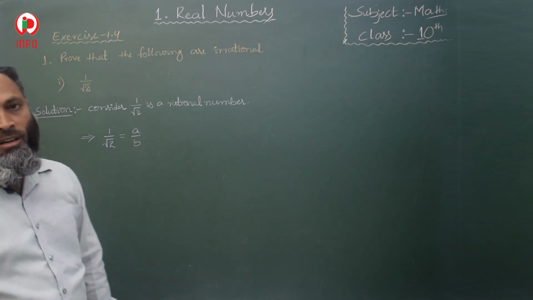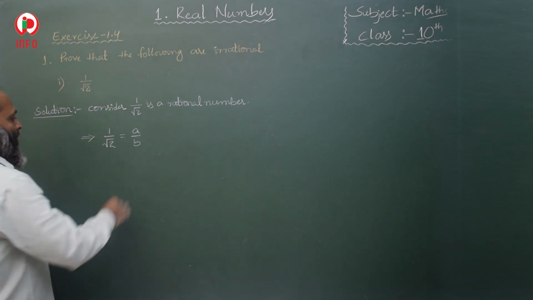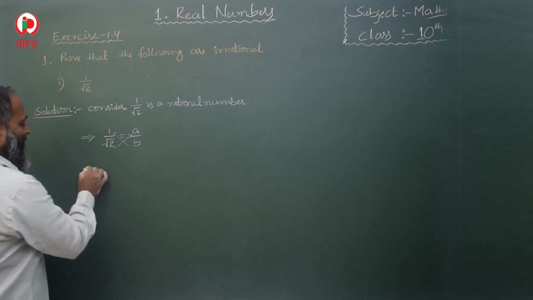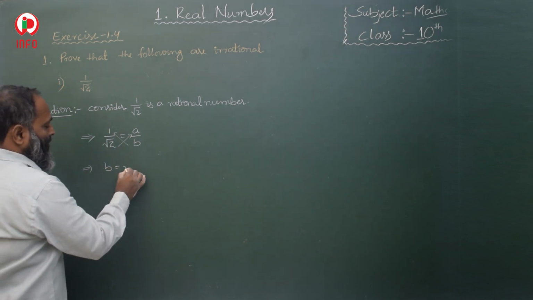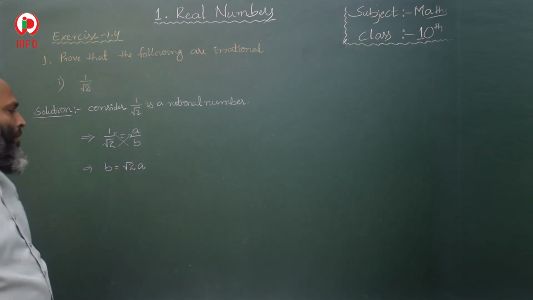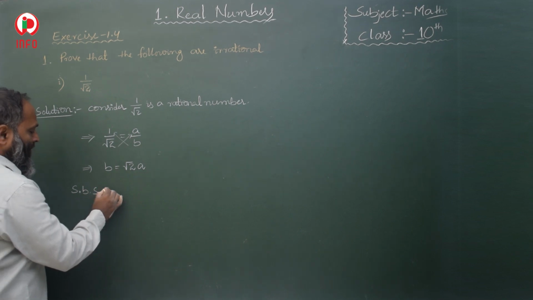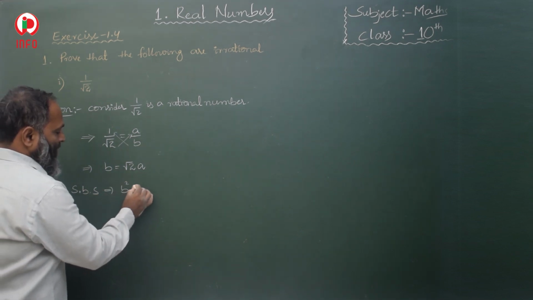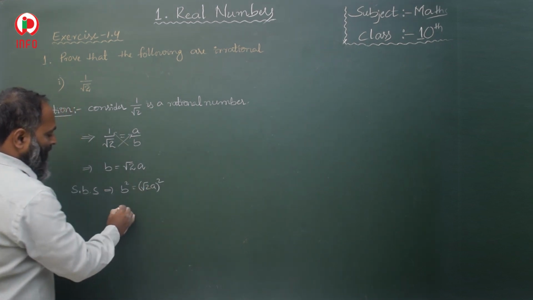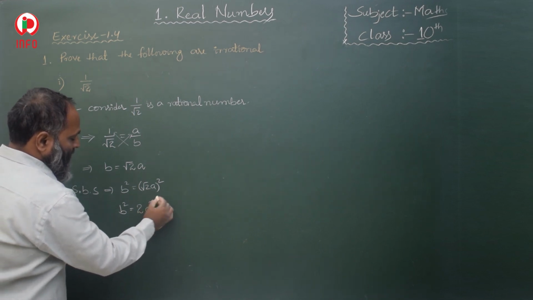Fractions are rational numbers. Now cross multiplication: 1 into b is b, root 2 into a is root 2 a. So b is equal to root 2 a. Now squaring on both sides, that means b square is equal to root 2 a whole square, that is b square is equal to root 2 square, which is 2a square.